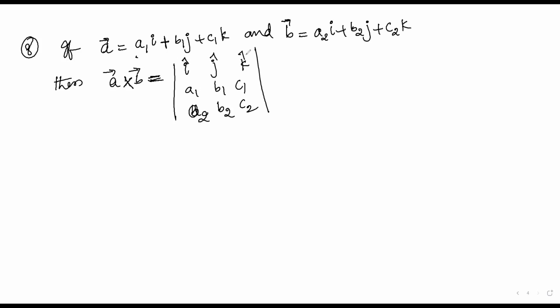No, first vector you should write here and second vector you should write here. Otherwise the sign will change, understand this. First vector you should write here, A cross B. So A vector you should write here and B vector the coefficients you should write here. This is the thing. But why? Why like this? Can you tell me why?